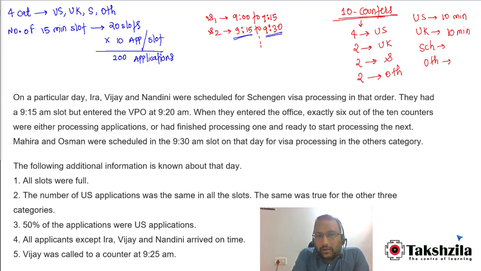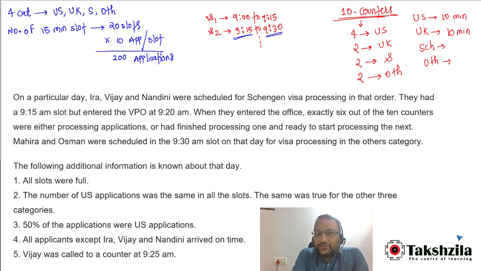Mahira and Osman were scheduled in the 9:30 AM slot on that day for the visa processing in the others category. So from this, there is a lot of important data in this paragraph. Hold on. Let's read the next paragraph as well.